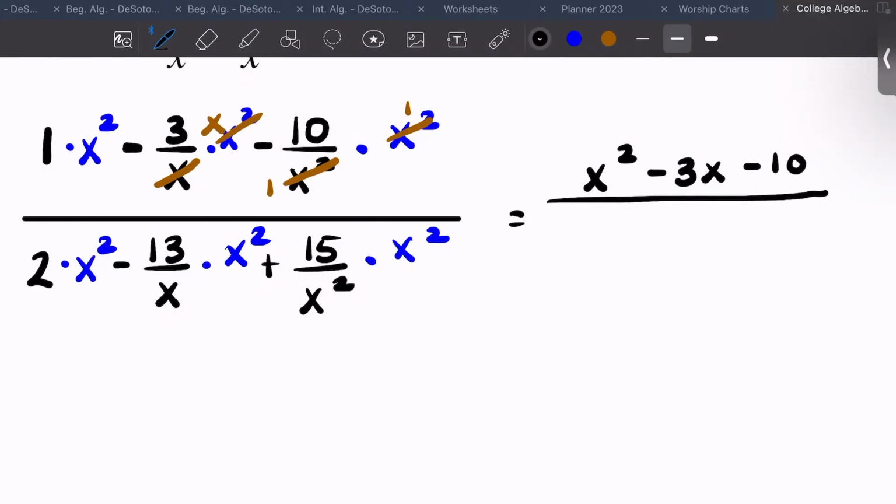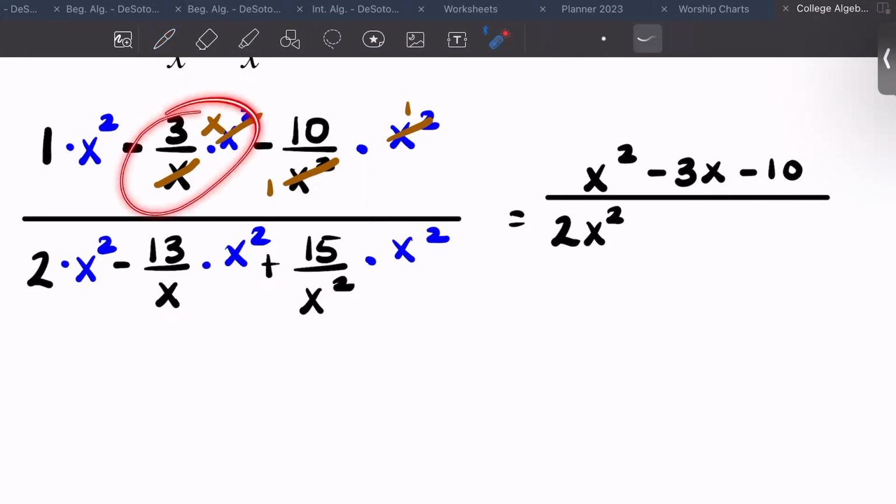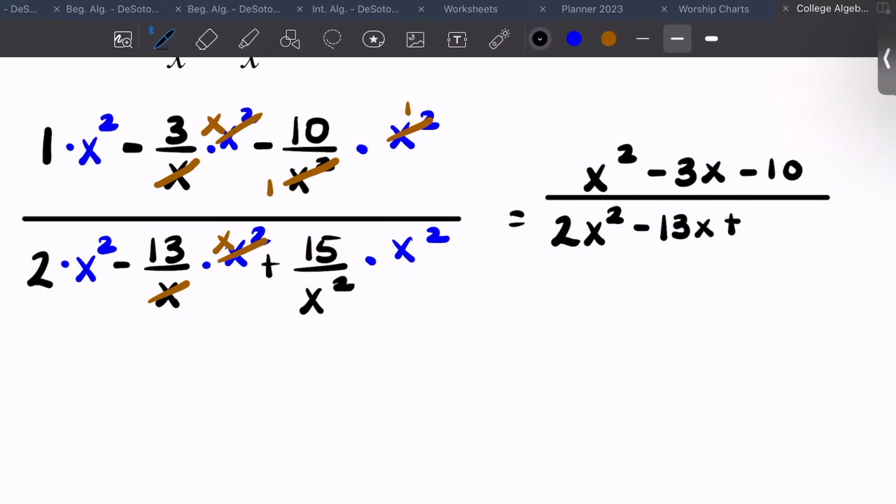All right, now let's do the bottom the same way. 2 times x squared is 2x squared. Then we have x squared over x. Again, that's the same thing that we had up here. So we reduce, and we're just left with x to the first in the top. So that's minus 13x. Plus, we have x squared over x squared. That just leaves us with 1. So that's just plus 15.